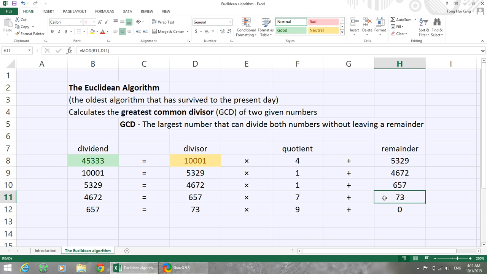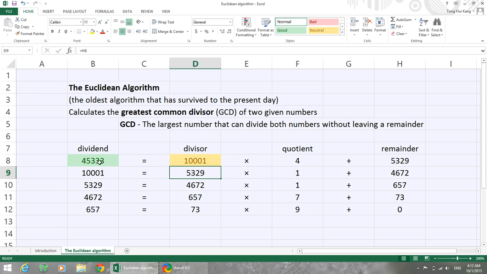Here is a rough idea of why the Euclidean algorithm works. The GCD of the dividend and the divisor, which is what we are going to find, is equal to the GCD of the divisor and the remainder, which become the dividend and the divisor respectively. And this repeats until the remainder becomes 0.